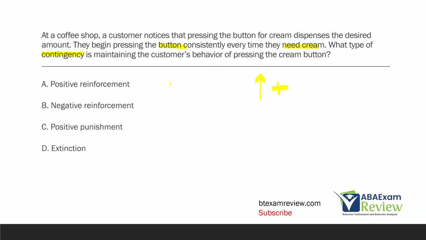The customer pushes the button, they get their cream, they continue pushing the button because of positive reinforcement. Negative reinforcement? Well, since the consequence is an addition, it isn't negative. C, positive punishment: the behavior increased, or in this case is maintaining, so it's not going to be punishment, and it's not going to be extinction, because punishment and extinction only decrease behavior. If the behavior is not decreasing, it can't be punishment or extinction. So what type of contingency is maintaining the customer's behavior? It's going to be A, positive reinforcement.